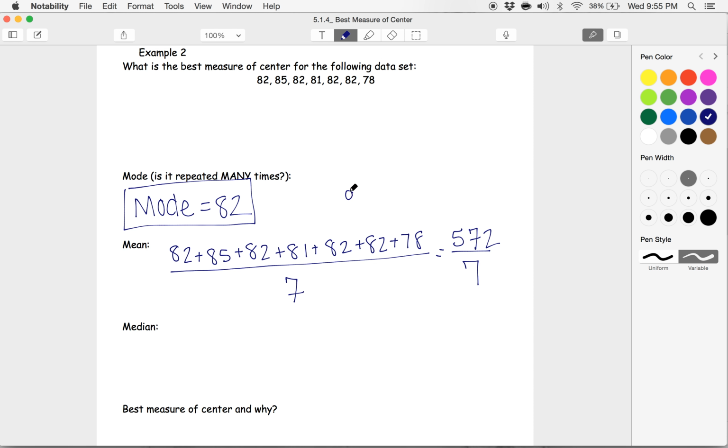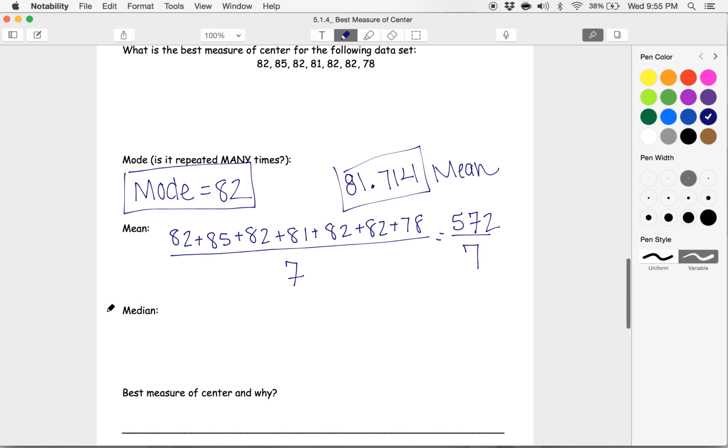It looks like I'm going to get 81 and 714 for my mean. I'm just going to double check that one more time because sometimes when I have so many numbers, I just like to double check my addition. So 82 plus 85 plus 82 plus 81 plus 82 plus 82 plus 78. 572, yep, and then I divide that by 7. Yes, 81 and 7, 1 and 4, and it keeps going. Okay, so that's my mean.